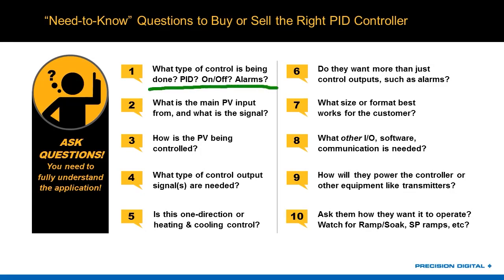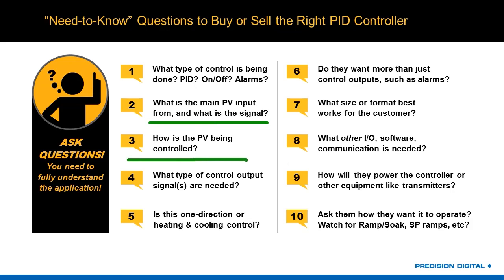First, what type of control is being done? Have them describe to you, okay, I'm going to make a change to my set value, and then I expect this to happen. You have to know if it's PID, is it on-off, are they just looking to alarm the system? What are the specific control styles they want to use here? What's the main PV input from? Am I measuring a temperature? Am I measuring a level, a flow? If I am, now that I know that, what kind of signal is it? Is it an RTD? Is it 0 to 10 volts? Am I bringing in a 4 to 20? You have to know that.